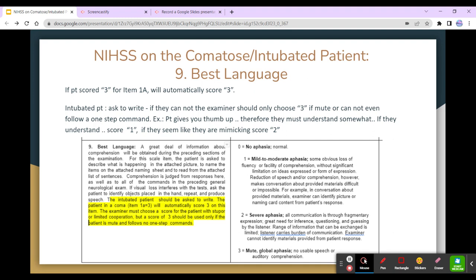then you will need to see if they can follow one-step commands. If they can give you thumbs up, then they have to be able to understand somewhat, and therefore you're going to score them a 1. If they are mimicking you, but not fully understanding you, you could score them a 2. Most of the time, if they're able to at least give you any type of following any type of command, you would then give them a 1.